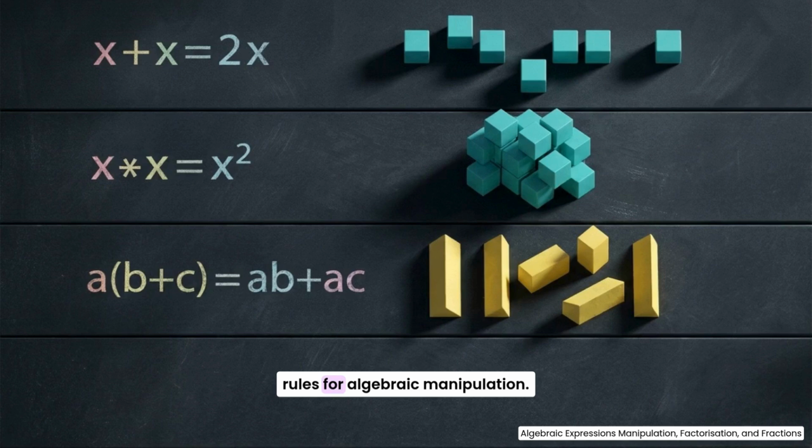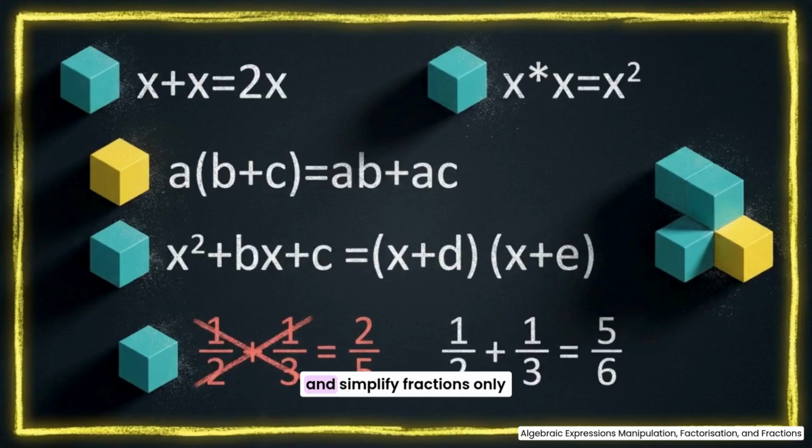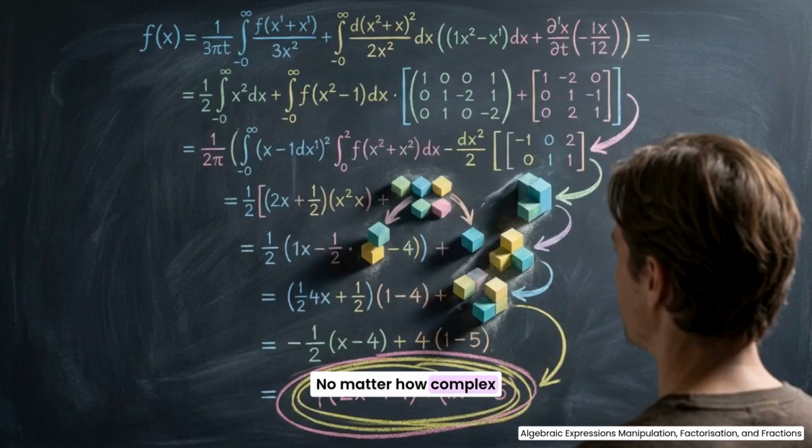These are the 5 rules for algebraic manipulation. Collect like terms, multiply for powers, expand to release terms, factorize to group them, and simplify fractions only after factorizing. You may want to screenshot this summary. No matter how complex an expression appears, it is solved by applying these foundational rules step by step.